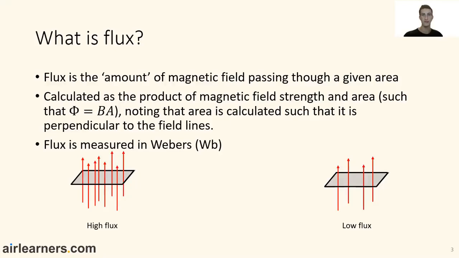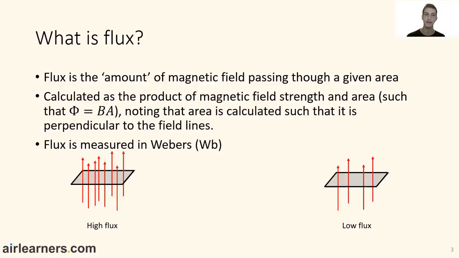What is flux? Flux can be thought of as the amount of magnetic field that passes through some sort of area. In the diagrams below, I've pictured a rectangular loop, and in that rectangular loop, there is an amount of flux indicated by the arrows. On the left, we have lots of arrows, meaning that we have more flux, it's more dense. Whereas on the right, it's lower flux because there are a lot fewer arrows.